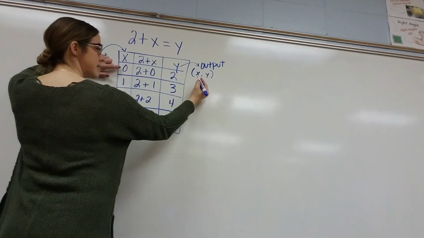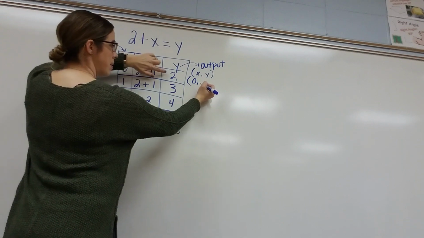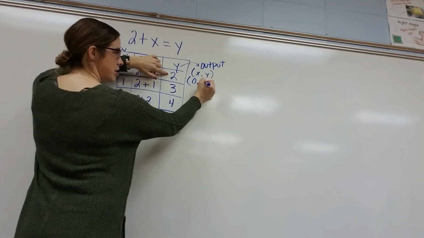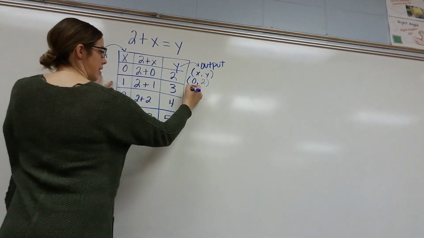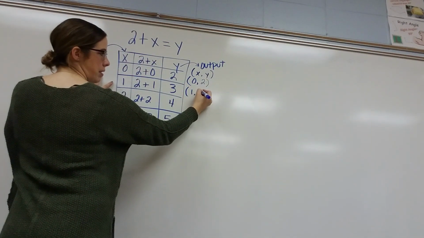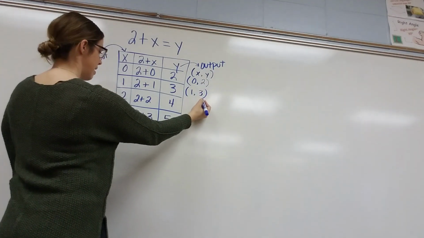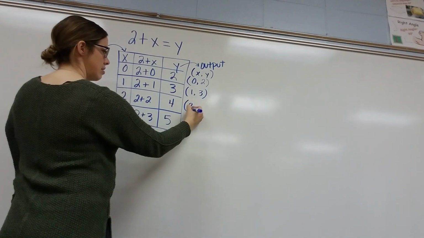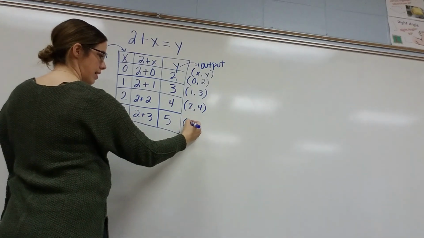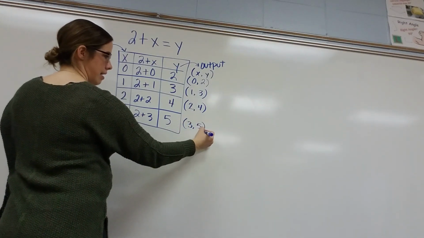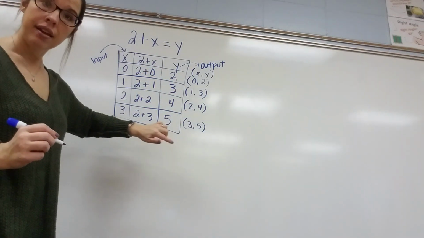Our x for this table was 0, and when we plugged it in, we got our output of y, which is 2. So our ordered pair is 0, 2. Here, we inputted 1, and our output was 3. Our x was 1, we got our y, which was 3. For this one, our x is 2, our y is 4, and here our x is 3, and our y is 5. So now you have some ordered pairs that you can graph.